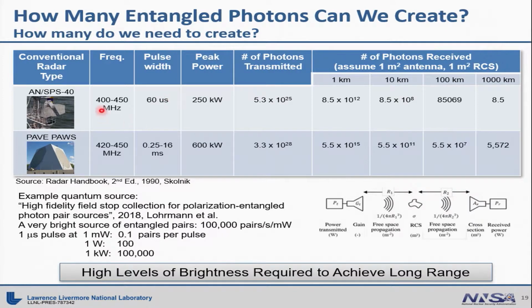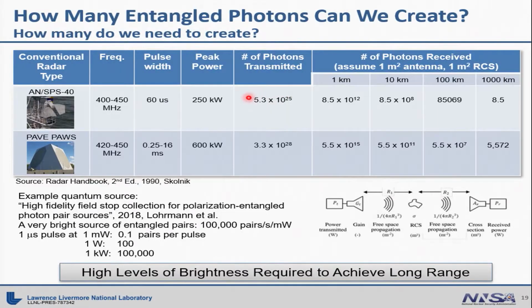The peak power of these conventional radars is fairly large, to be honest: 250 kilowatts, 600 kilowatts. Normally you don't do this, but you can use this information to estimate the number of photons per pulse transmitted by these radars. And it's truly astounding. Even the small radar transmits 10 to the 25 photons per pulse. So that's a huge number, 10 to the 25.